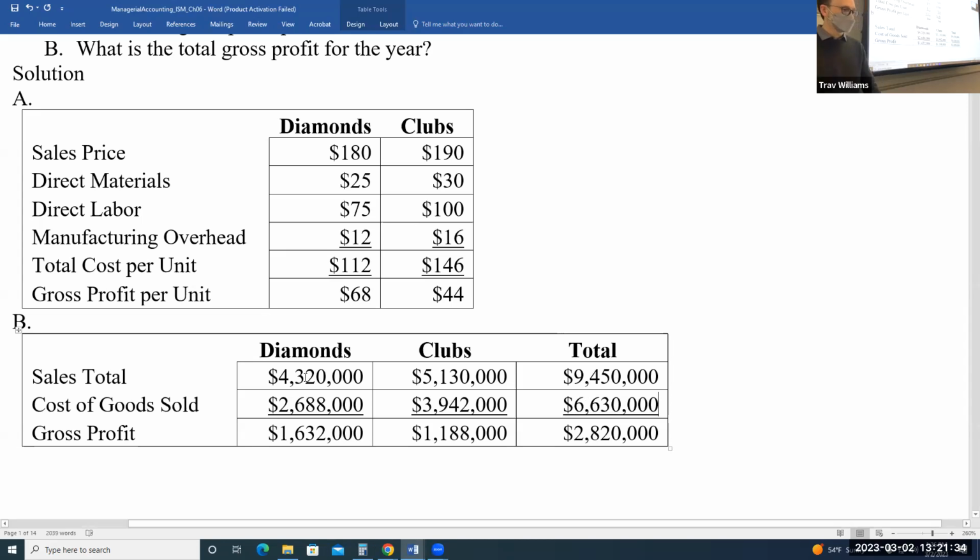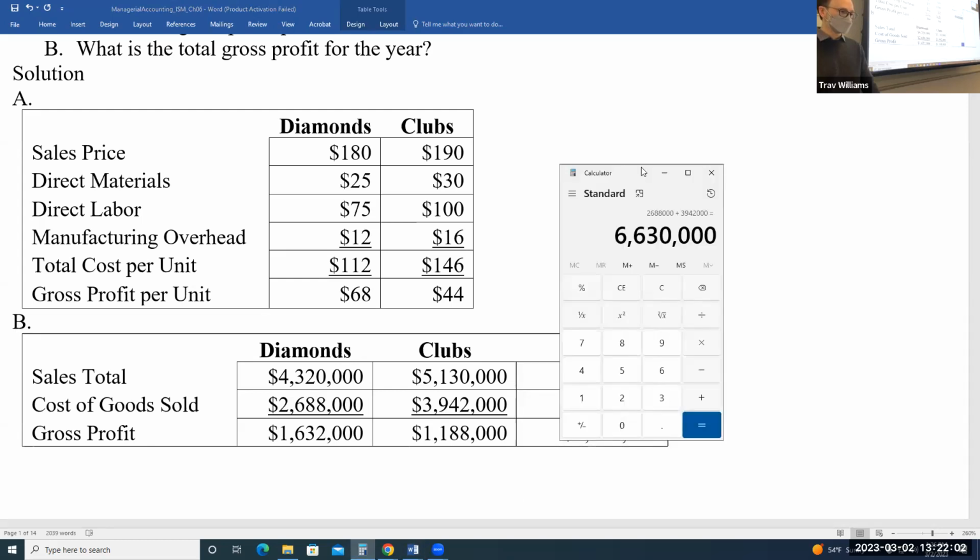Okay, so once we add our sales for both products, we get our total sales. Add cost of goods sold for both products, we get our total cost of goods sold. And we can do the same thing for gross profit. And then if we want to double check, since we added everything horizontally to get those numbers, we could also add vertically here, make sure we get the same result here over on the right.